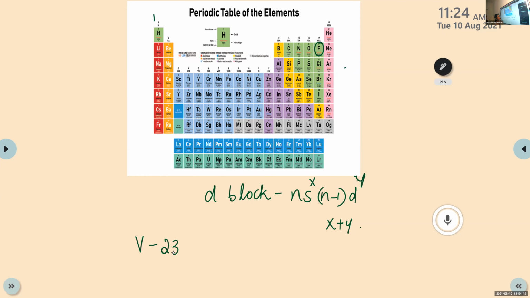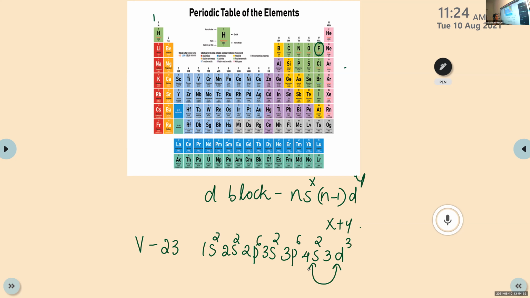Shabari, can you tell me the electronic configuration of vanadium? 1s2, 2s2, 2p6, 3s2, 3p6, 4s2, very good, 3d3. You have to always remember the position of this 4s and 3d.